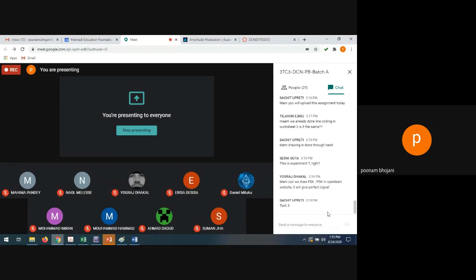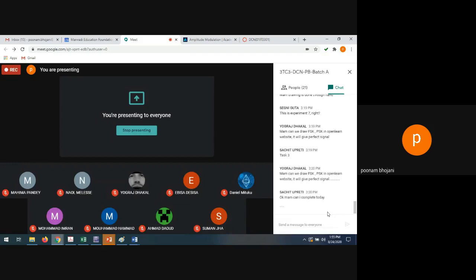Any doubt till now? Yogaraj is asking, can we draw FSK, PSK on the OpenLearn website? See, if you are ready to do it using this type of website, then it will be very good for us, right? Because you will get a proper waveform and we will be able to assess it easily. So yes, if you are going to use any tool or website, we will welcome it. We will welcome your answers happily. Don't worry. So you can use it.